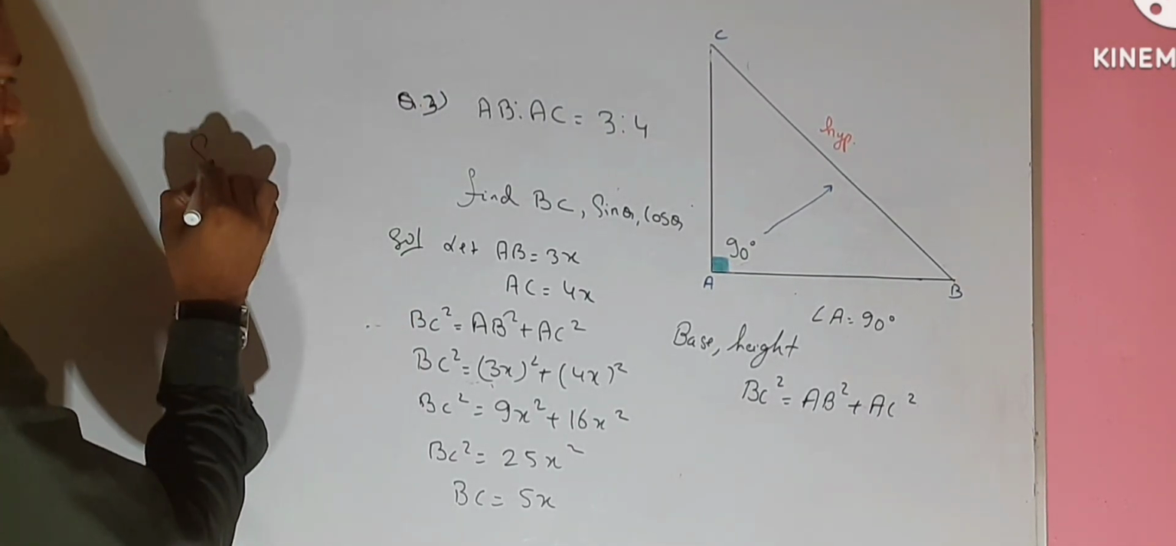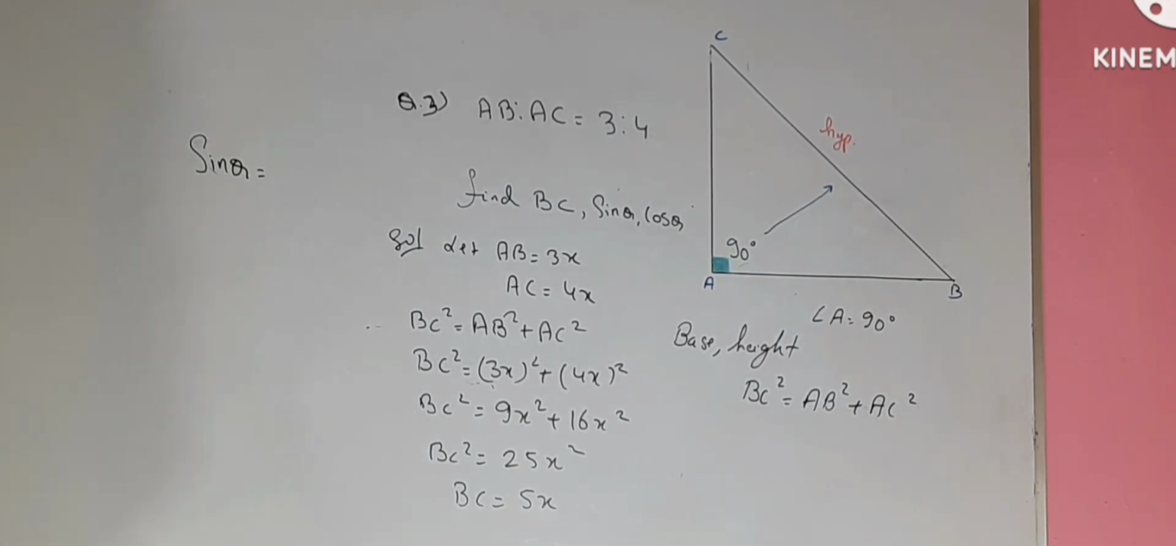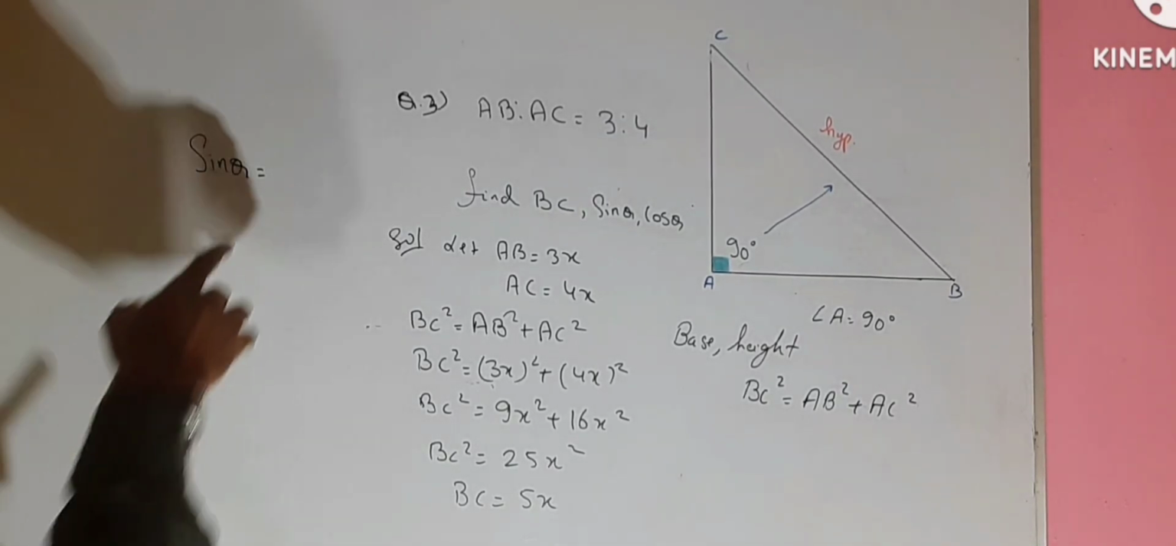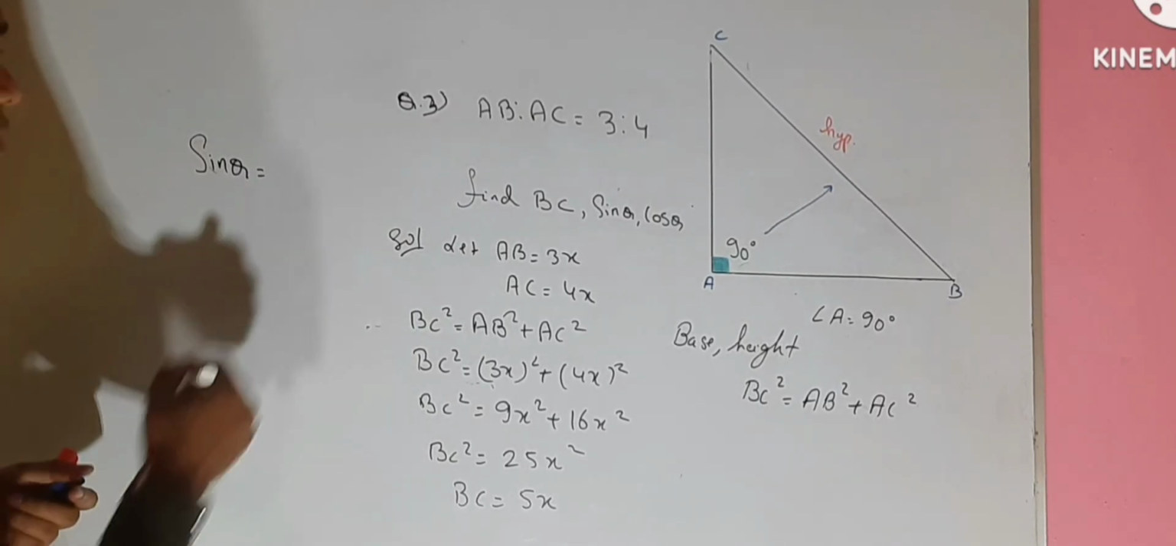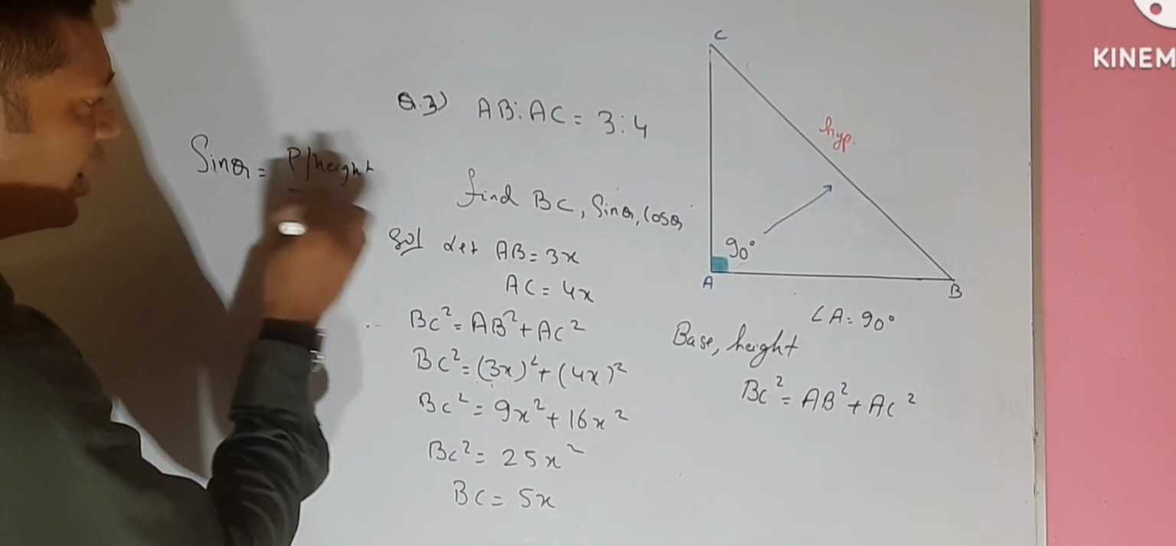So sine theta, what is the formula for sine theta? You see the formula. Sir, it is P by h. So perpendicular by hypotenuse, perpendicular or height, the same thing I told you. Perpendicular or height, both are same, and h means hypotenuse.